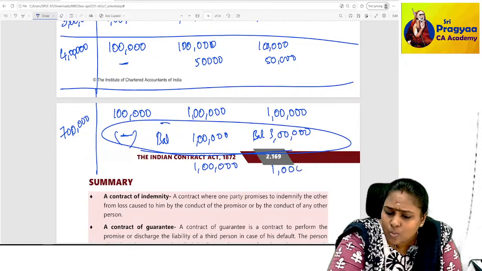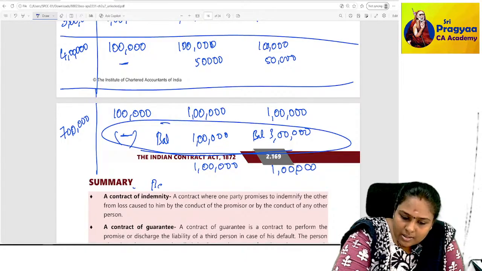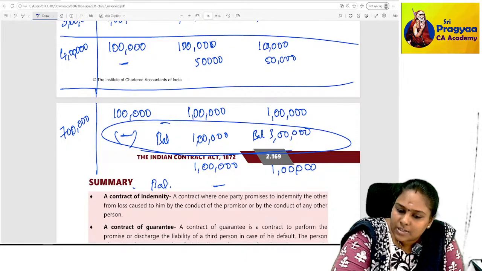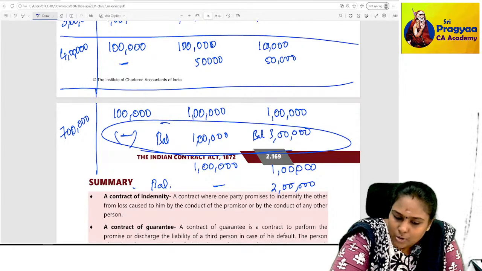1 lakh and 1 lakh. Now, what is the revised balance? Revised balance is 0, 0 for B. And what is the revised balance for this person? 2 lakhs. Correct? 2 lakhs, correct?